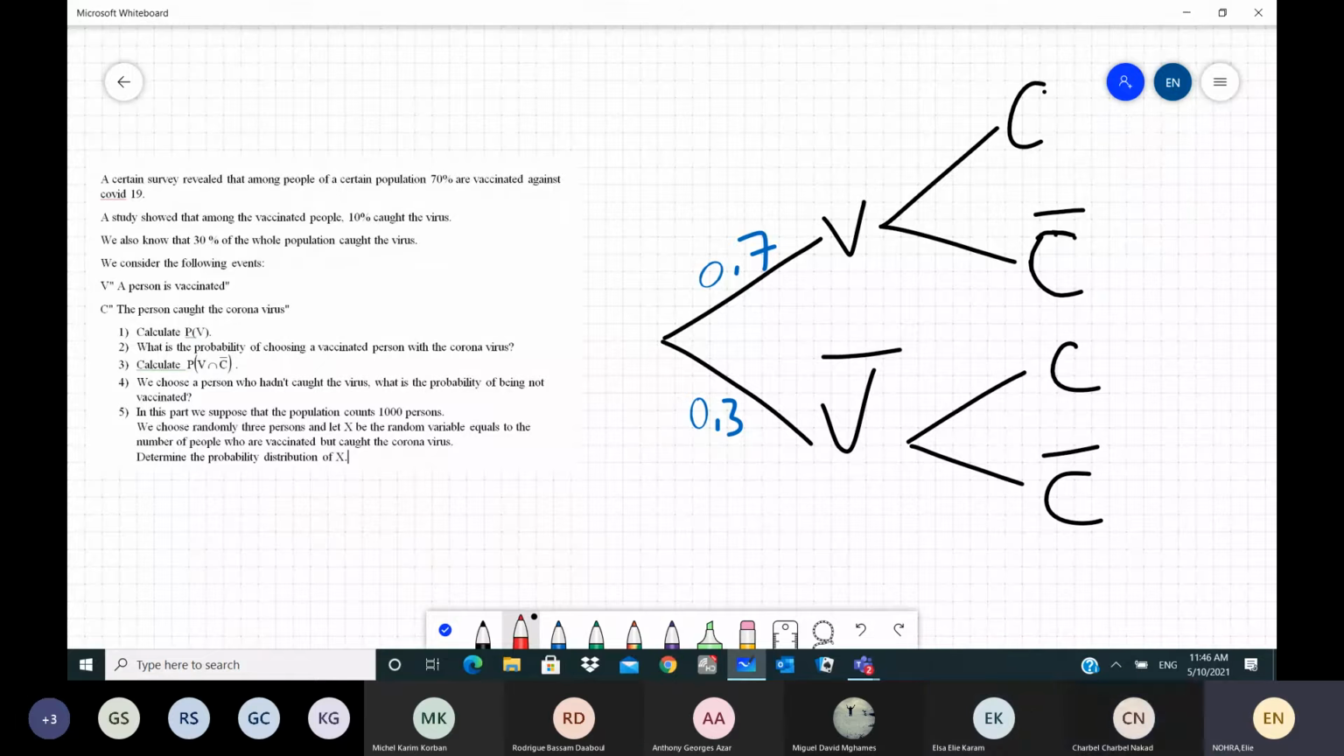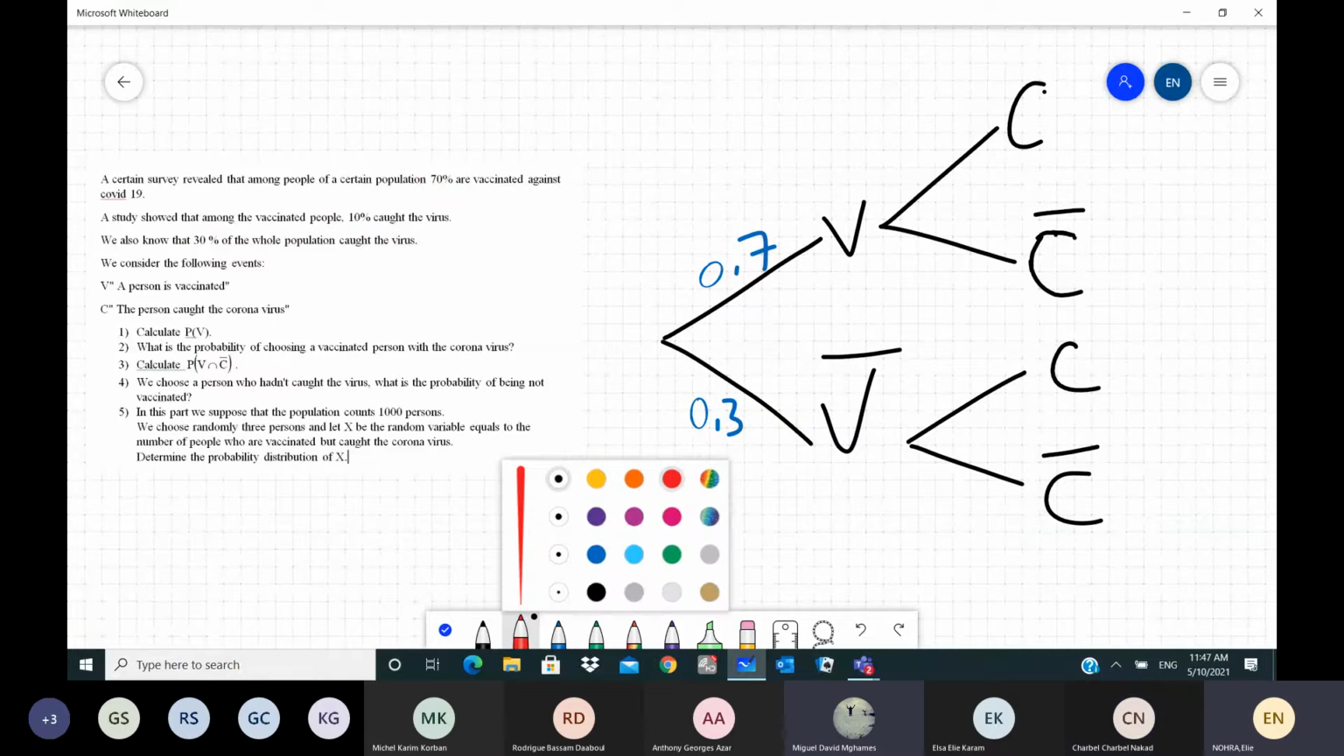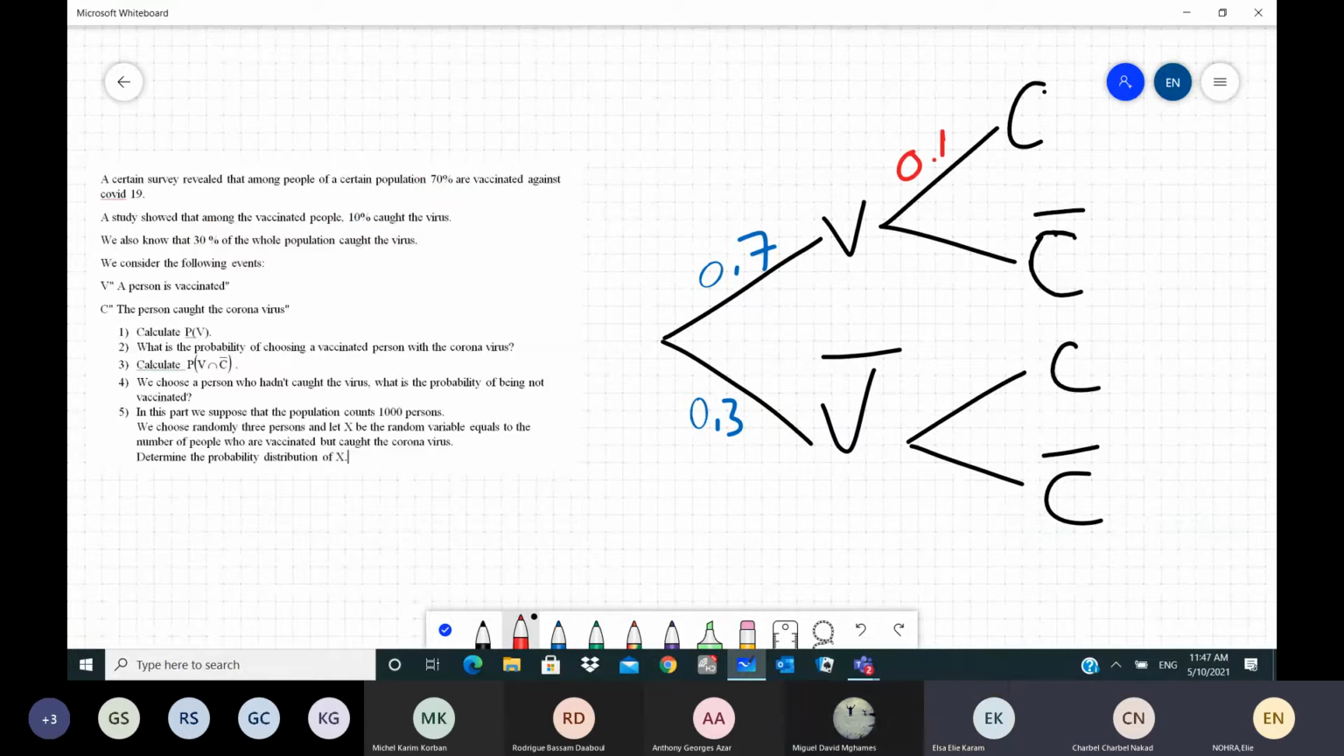If I look at the numbers of the exercise, just to highlight them, you see the 70%. Obviously, the 19 is not a number, it's an expression from COVID-19. So yes, you have the 10 and you have the 30, correct? So we only have these three numbers. Let's fill them. Among the people who are vaccinated, 10% caught the coronavirus. We put it on the C branch after V. This is 0.1, and then obviously the other is 0.9.